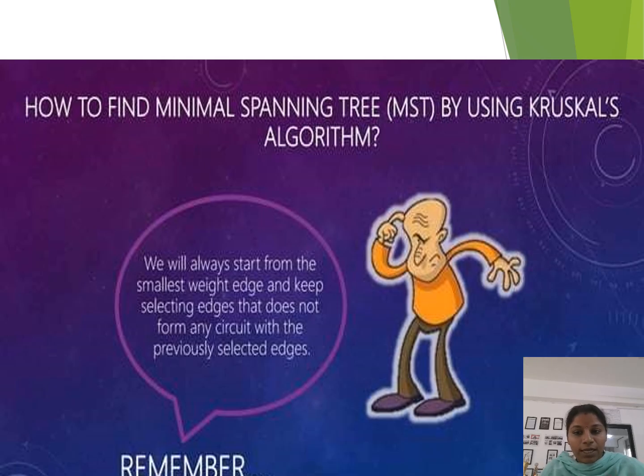So for Kruskal's algorithm, we need to calculate the minimum spanning tree. You want to know what is meant by minimal spanning tree. A minimum spanning tree always starts with the smallest weight and keeps selecting the edges that do not form any circuit. This is the most important point in Kruskal's algorithm. Suppose in any given graph, if any circuit or loop is formed, then you should not select that edge.